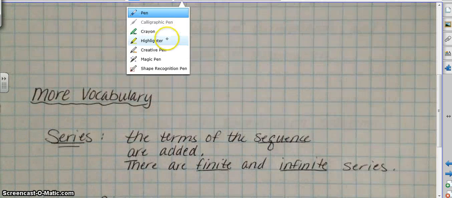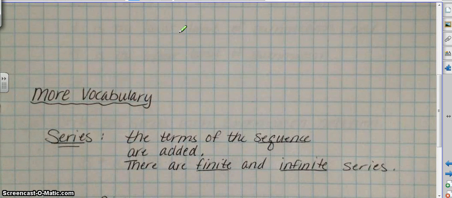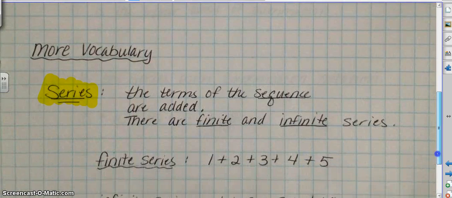We need to know a little bit more vocabulary in order to go on. We talked about a sequence. A sequence was a list of terms. A series is when you take those terms and you add them together, so it's a sum. A series is the terms of the sequence that are added. There's finite and there's also infinite series.